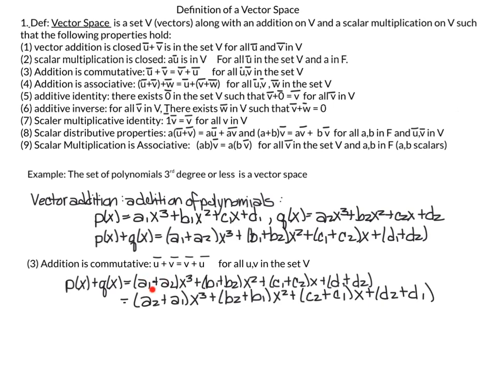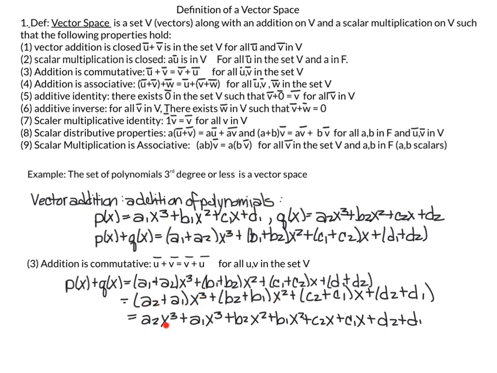I started by swapping my coefficients a1 and a2, b2 and b1, c2 and c1, and d1 and d2. Actually, this step wasn't necessary, but I started this way, so here it is. But the important thing now is you're going to start multiplying out, right? These are constants or real numbers. Here, these are variables, so you use your regular algebra.